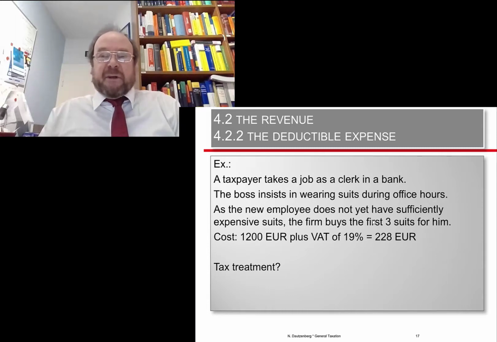Imagine, for example, in that context, the following situation. Taxpayer takes up a job in a bank as a clerk. Now, the new clerk shows up in jeans and pullover on the first day, and the boss says, Smith, come to my office, close the door, and then tells him something about the dress code in our bank. Smith, if you ever dare to show up again in clothes like these, you will be immediately fired, so you will never arrive here again without wearing a suit.